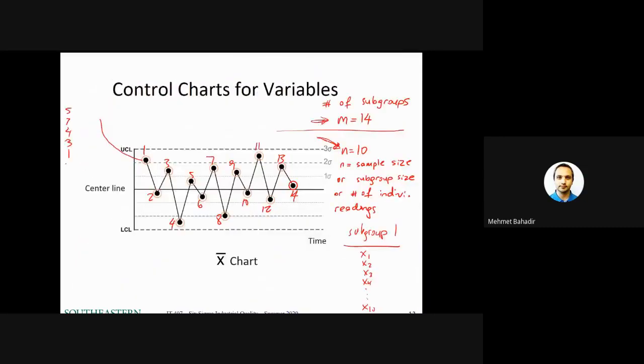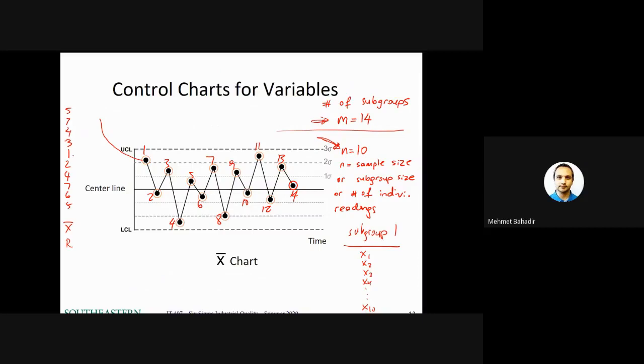Let's create 10 individual readings: 2, 4, 7, 6, 5. How many? Yeah, we have 10 individual readings. From those 10 individual readings, we are going to calculate X bar and we are also going to calculate the range. What is the range? Range is the difference between the highest and lowest values.